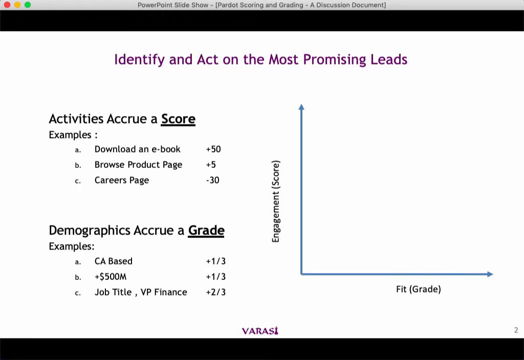Now this on the right hand side is a picture that summarizes what you're looking to achieve with your scoring and grading. You're trying to find those ideal prospects that show high levels of engagement with you and whose attributes and demographics show a high level of fit with your ideal buyer profile. Now these are the ideal prospects that your sales teams are looking to follow up with.